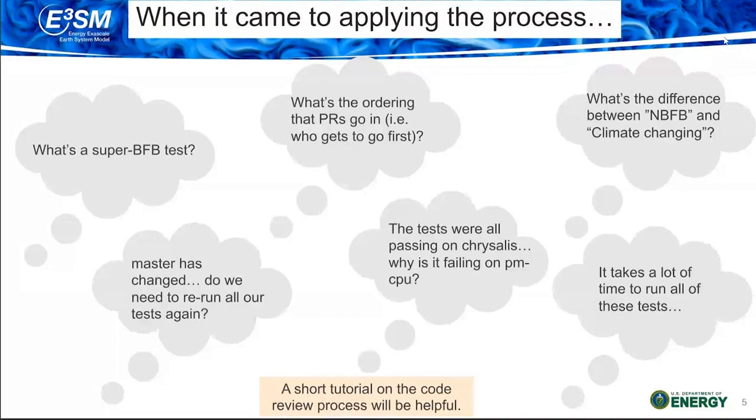Especially when it comes to doing components within the component, there are a lot of dependencies between the different features, so ordering does matter. The tests were all passing on Chrysalis, and this was a personal experience, but why is it failing on Perlmutter CPU on the GNU compiler? What's the difference between a non-bit for bit and a climate changing PR as well? And it takes a lot of time to run all of these tests. That's the main lesson that we learned from this: it takes a lot of time following the code review process.